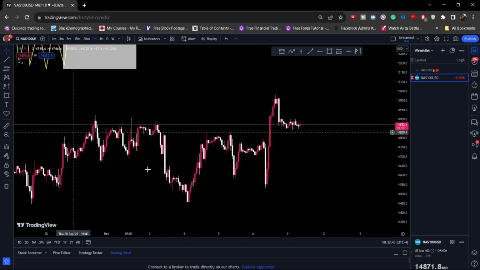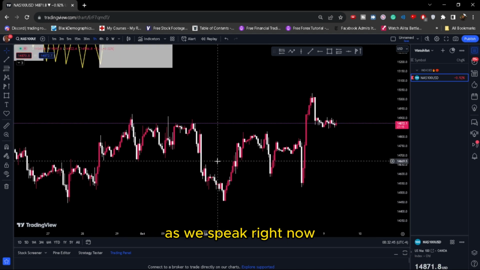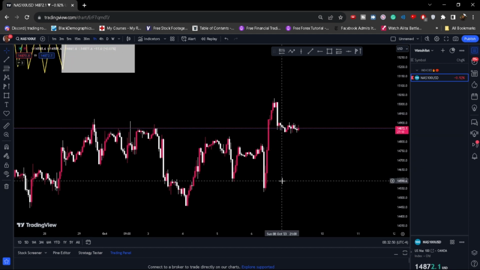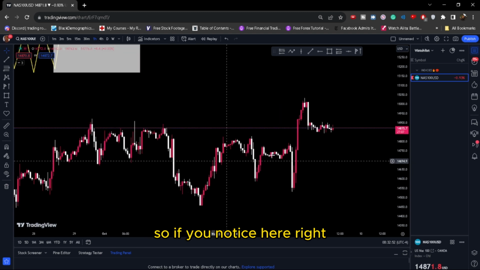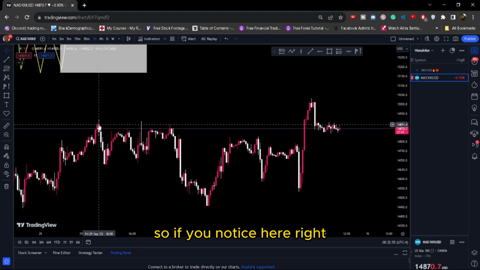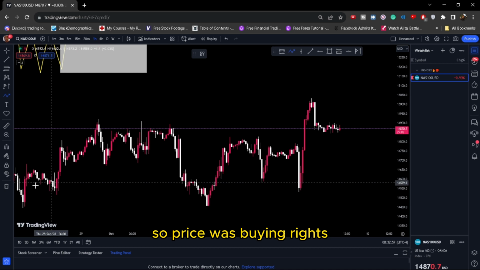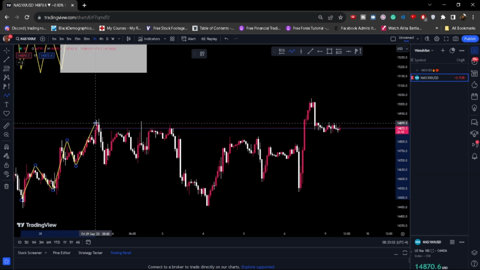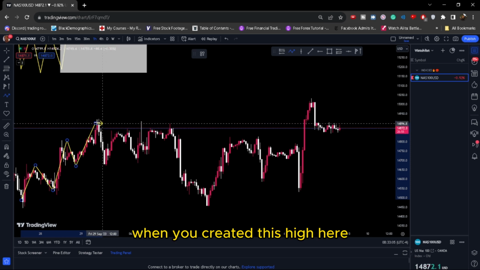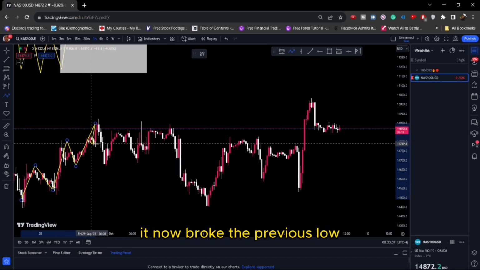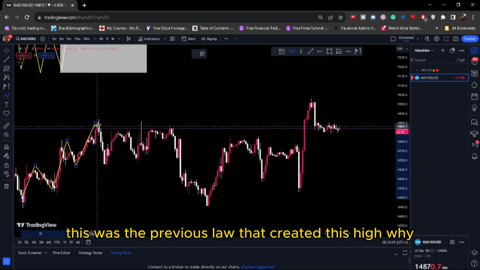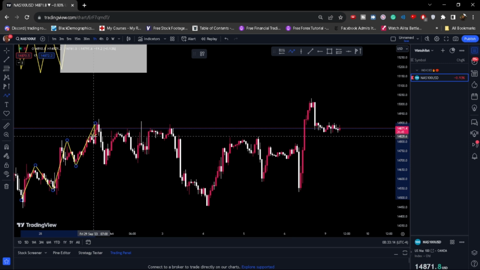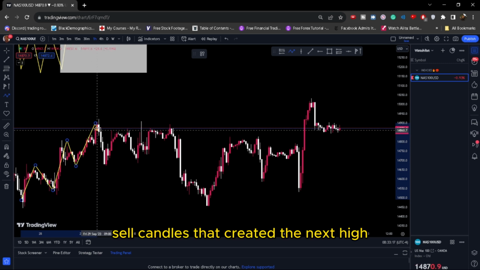So with that being said, when it comes to the charts right now, as we speak, the NAS 100 in the 1 hour time frame is currently bullish. How is it bullish? I'll show you exactly. So if you notice here, price was buying, creating higher highs and higher lows. And then all of a sudden, when it created this high here, it now broke the previous low. This was the previous low that created this high. Why? Because it had two solid sell candles that created the next high.